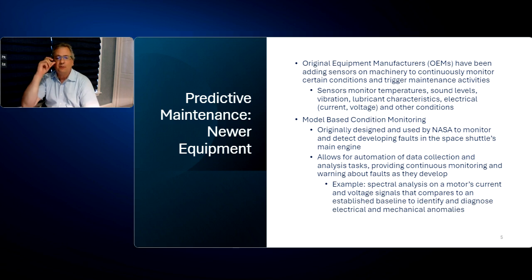So just a simple example, a spectral analysis on a motor's current and voltage signals can be continually monitored, ongoing, but it has to be compared to an established baseline. And that's the key to all of this. What is the established baseline? And then how far can we go adrift of that baseline before it triggers a maintenance activity, the appropriate maintenance activity? So there's a lot of opportunity when you're buying new equipment to have these functions and capabilities in it.